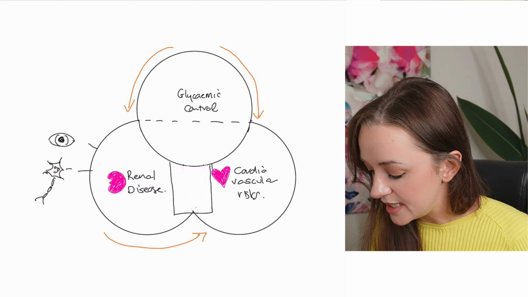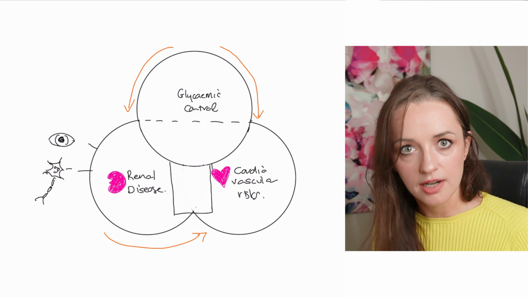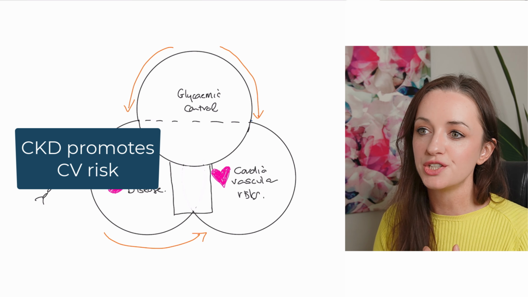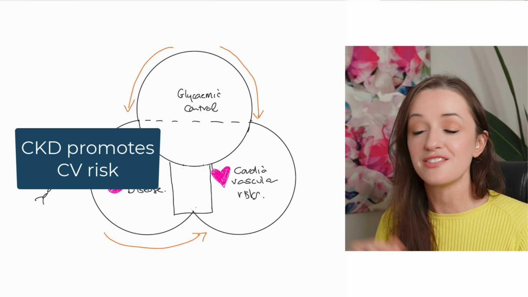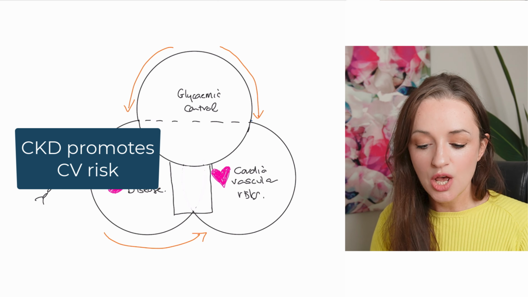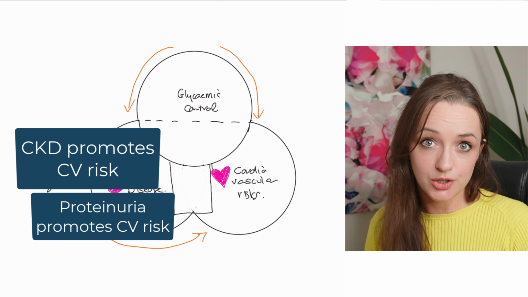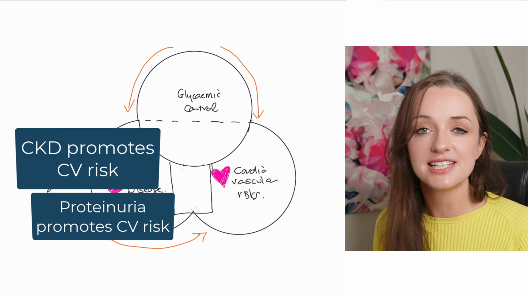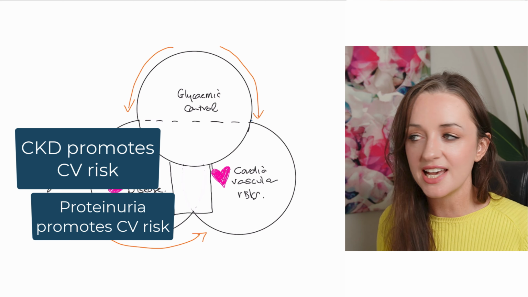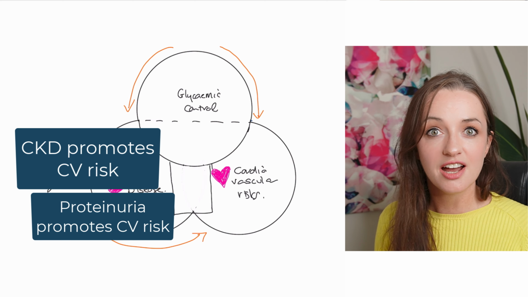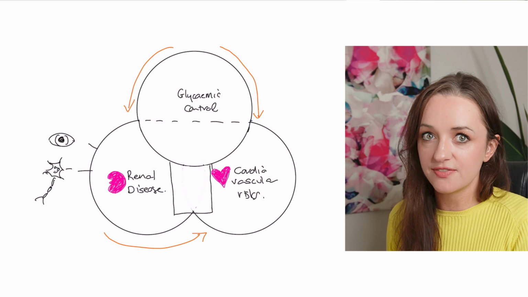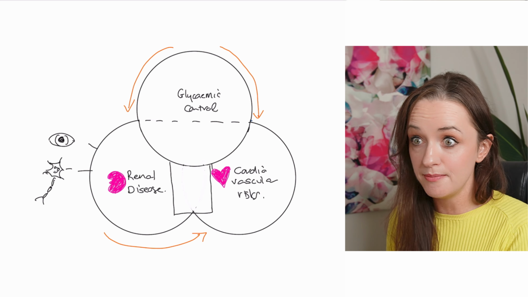The renal disease can promote cardiovascular risk, because what we know is that the worse your renal function is, that is a risk factor for cardiovascular disease. But also if you have proteinuria, the proteinuria itself is a risk factor for cardiovascular disease, and the worse the proteinuria is, the worse your cardiovascular risk. So it's all related, right? So having diabetic nephropathy is a risk factor for cardiovascular events, and a pretty major one at that.